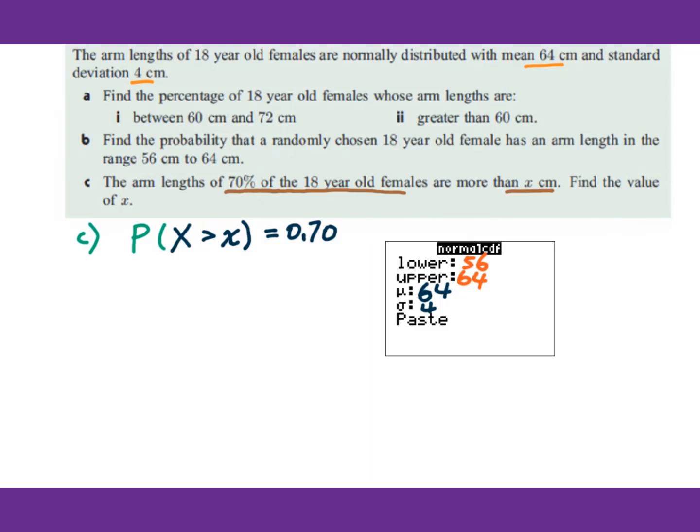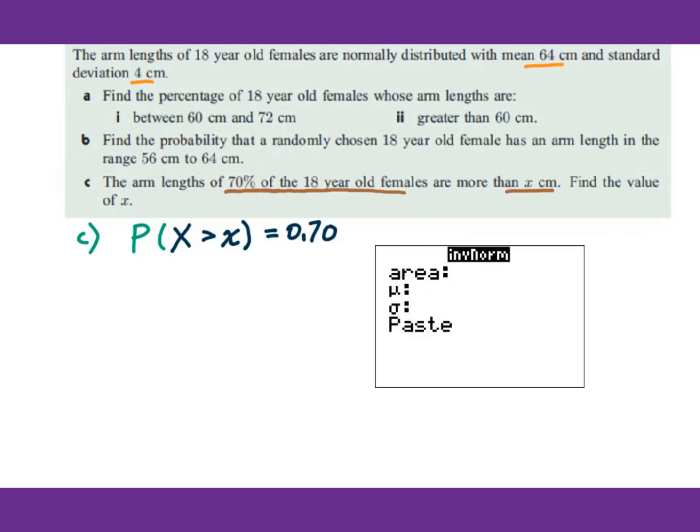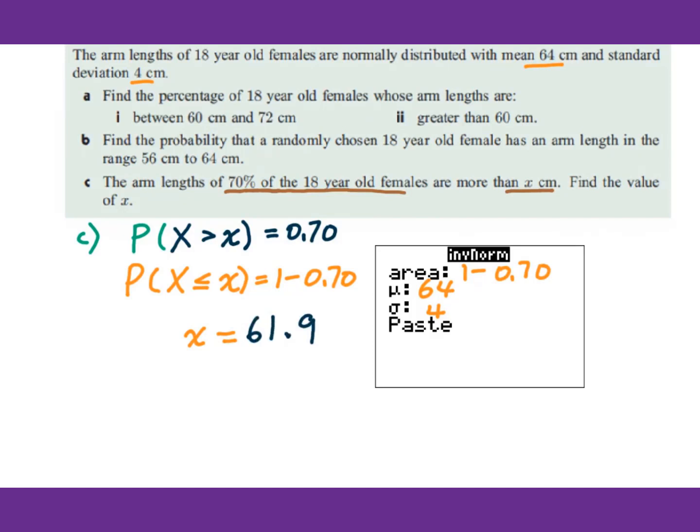So we have to use inverse norm this time. But you have to change this into capital X less than or equal to this lowercase x equals 1 minus 0.70. So we put in over here 1 minus 0.70. For mean, still 64. Standard deviation will be 4. Then you put it into a graphing calculator, you will get the lowercase x equals 61.9 centimeters.